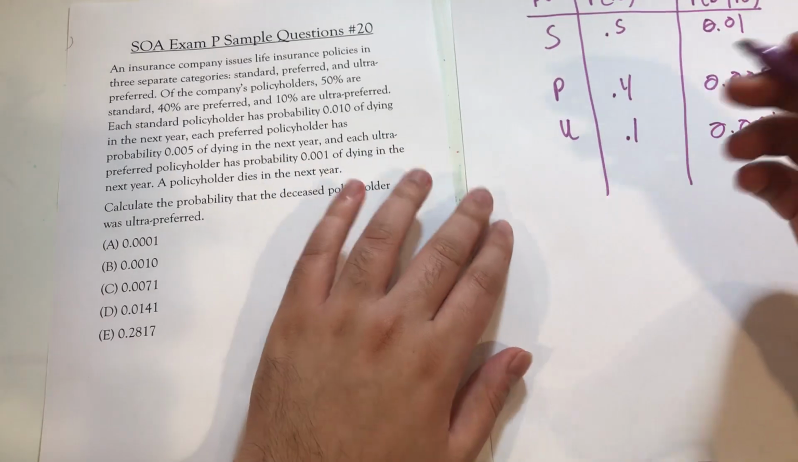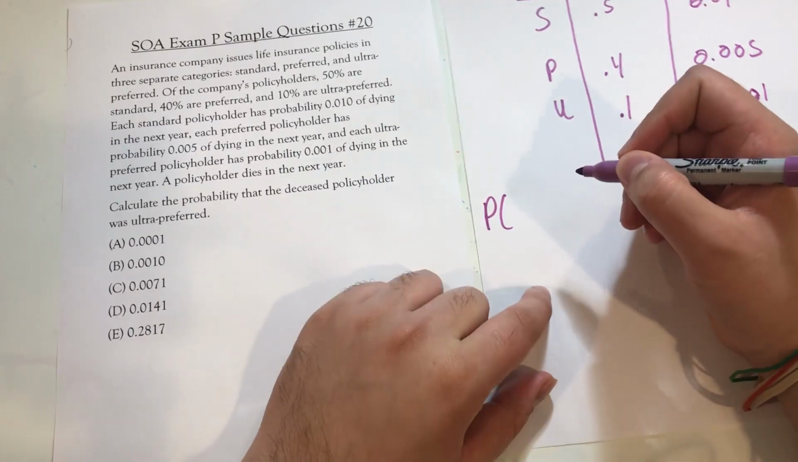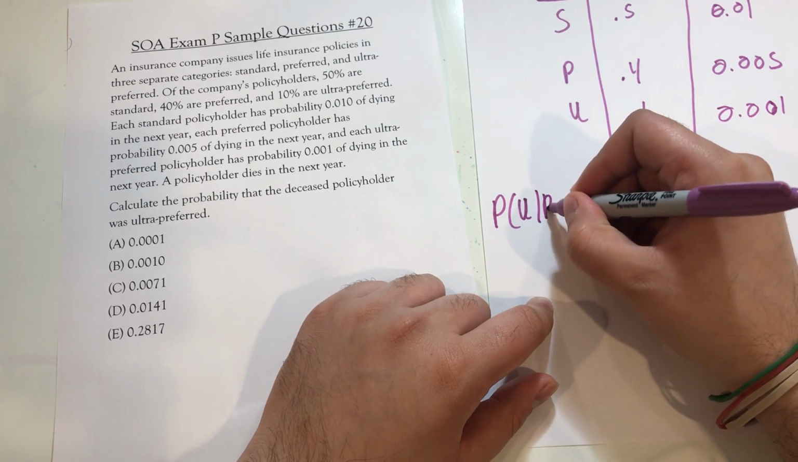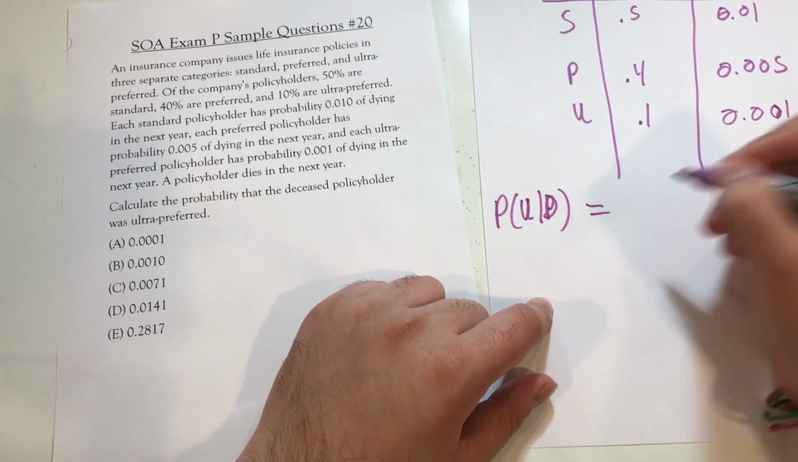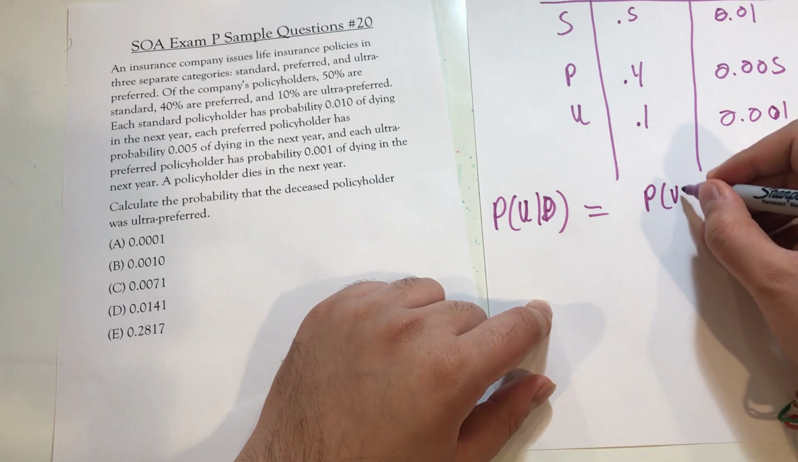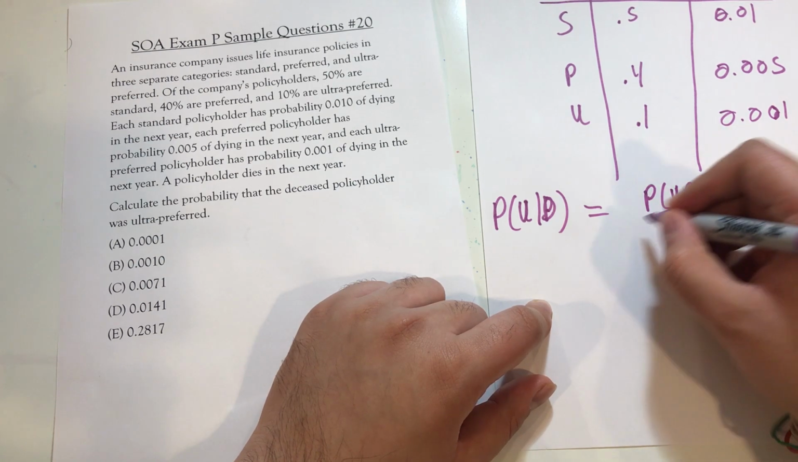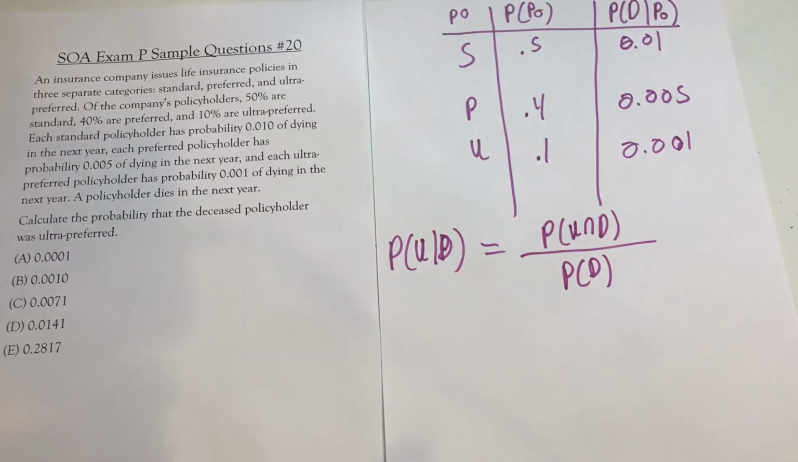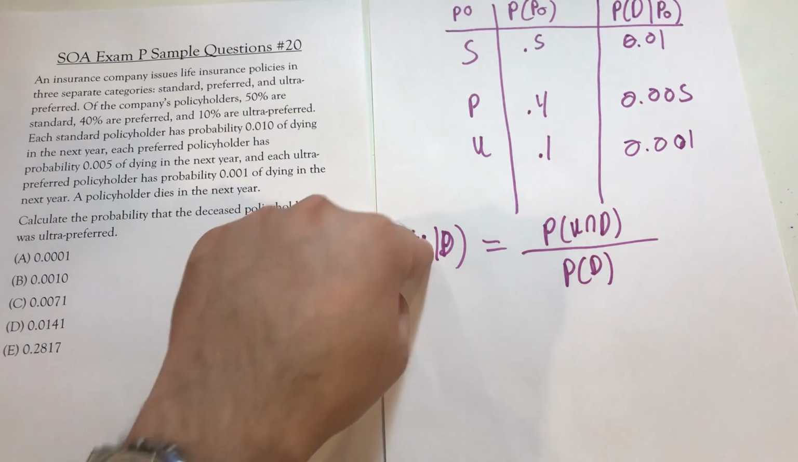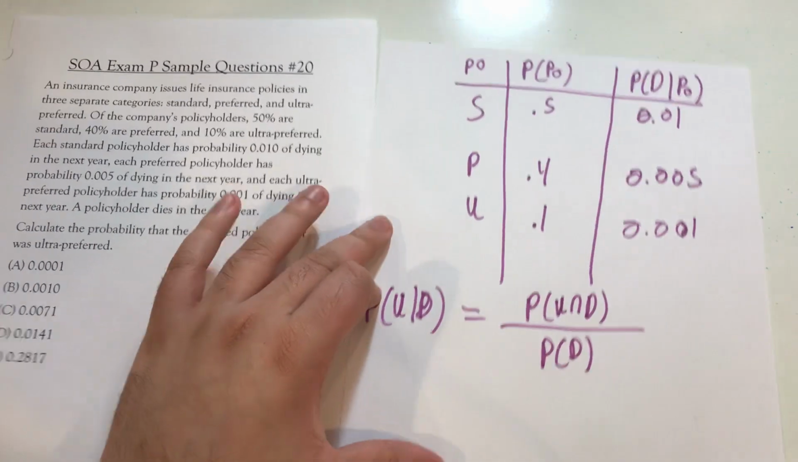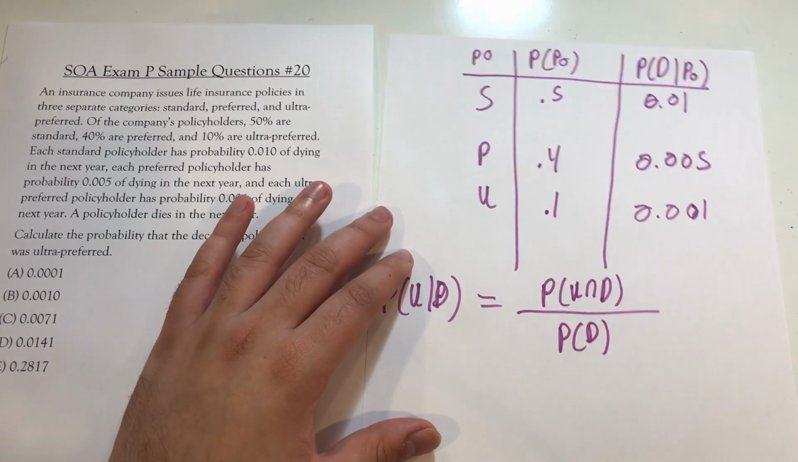Okay. Now, what we're looking for is the probability that the deceased policyholder was ultra preferred. So the probability that they were ultra preferred given we have somebody that died. The standard conditional probability formula is the probability of being ultra preferred and dying over the probability of dying. Now, in an equation where we have 3 unknown things, in order to get this one, we need to know the other 2. We don't have any of these pieces of information, so we can use these to get it, and that's where Bayes theorem comes in.